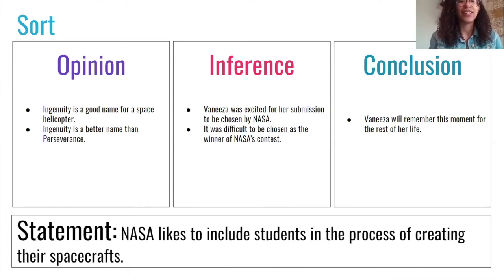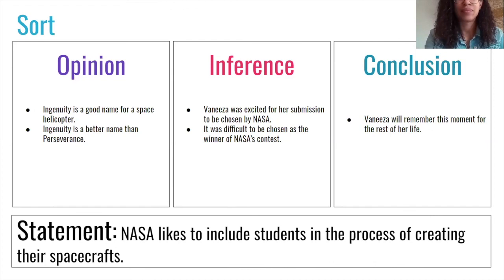All right, let's look at our next statement. The last statement for you says, NASA likes to include students in the process of creating their spacecrafts. I wonder where this one belongs. I'll give you a few seconds to get your answer written down. Okay, you got it? All right, let's check to see where it belongs.